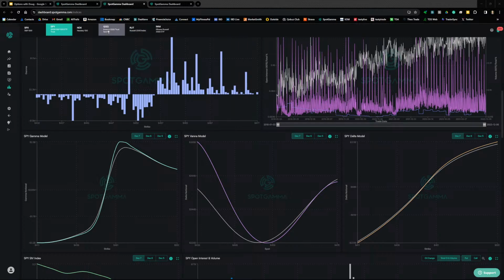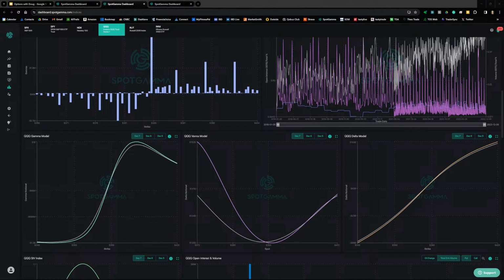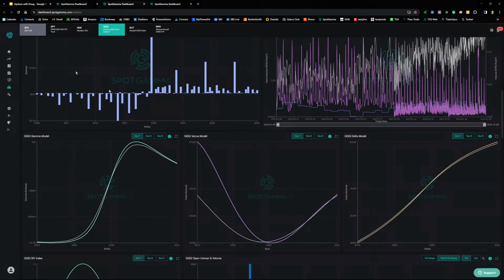Take a look at QQQ. QQQ is currently trading right around 390, that large gamma 1 level. So shifting up toward this positive gamma portion of the Vanna model, indicating if price continues to increase, market makers will have to start selling NQ futures to hedge their delta exposure. All right, so that's the Vanna model.